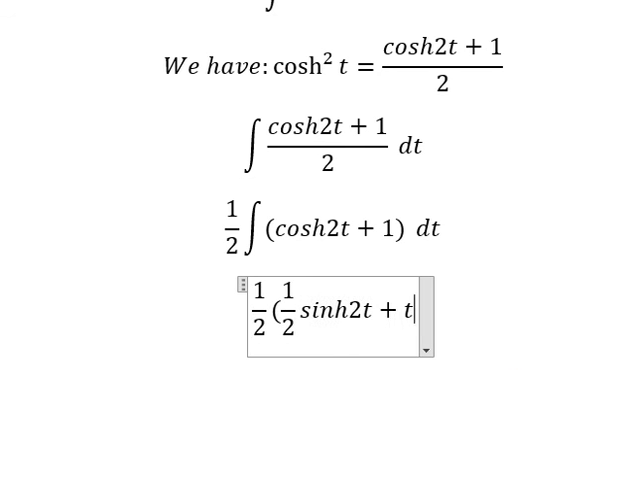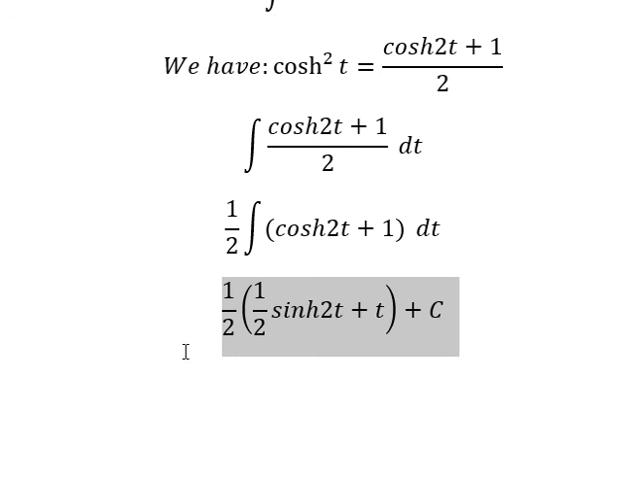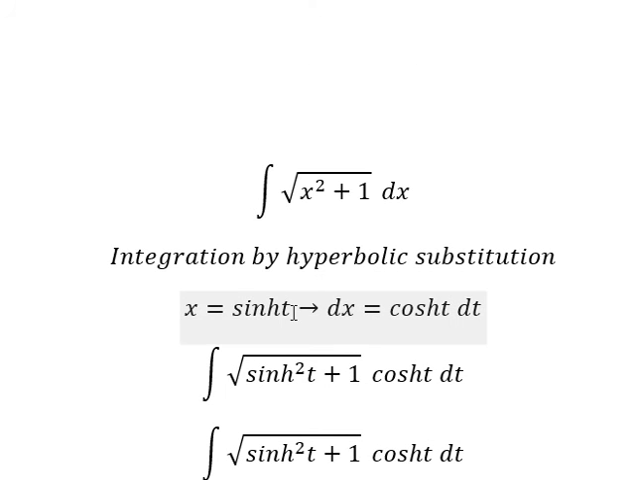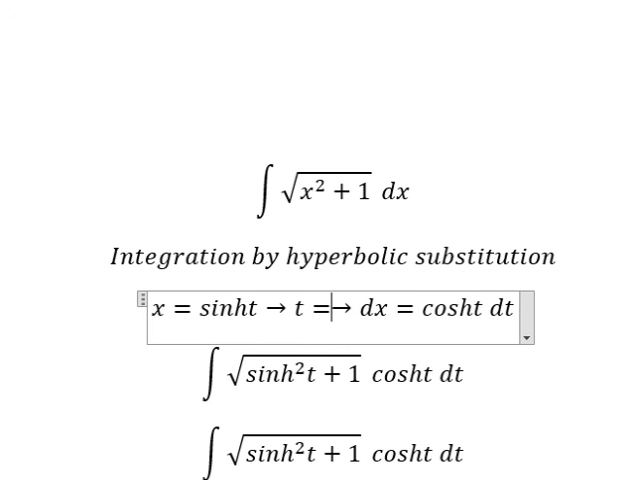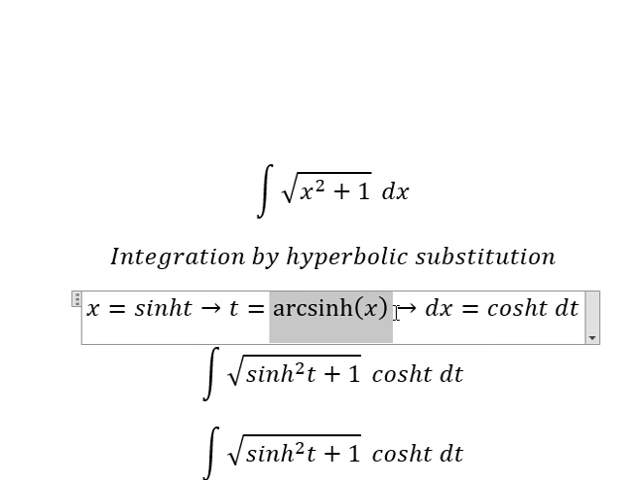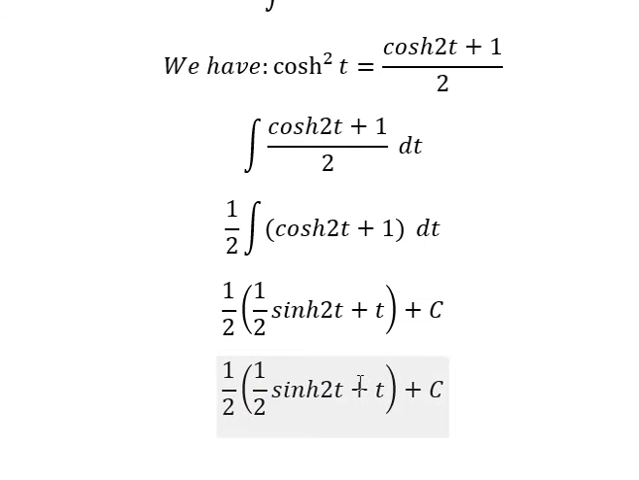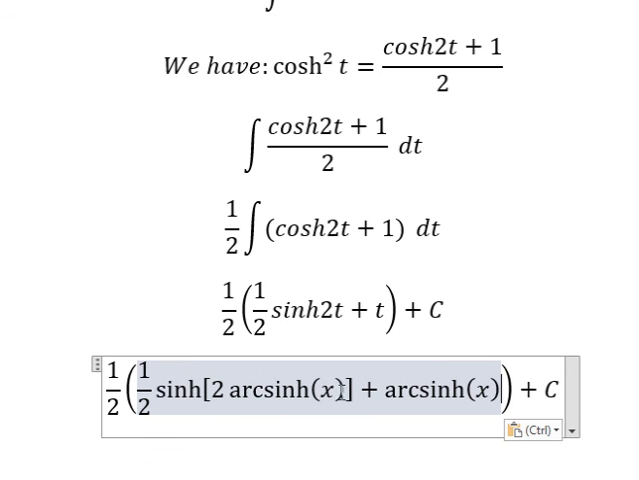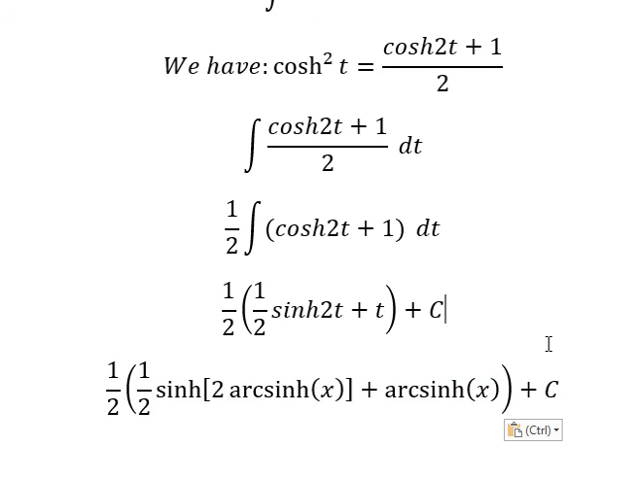The number 1 gives you t, and we put c. As for t, that is this one. So we get t equals arcsinh of s. So I will put this one in place of t. And this is the final answer.